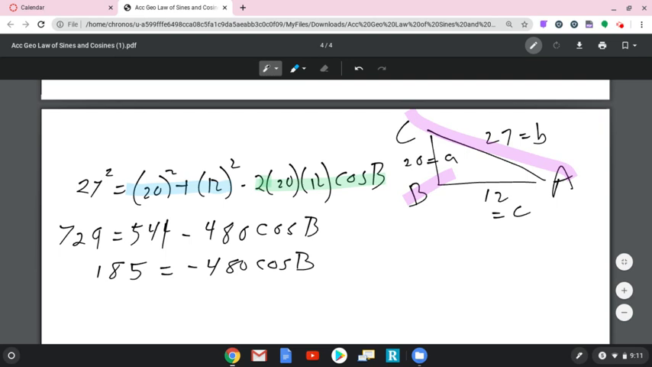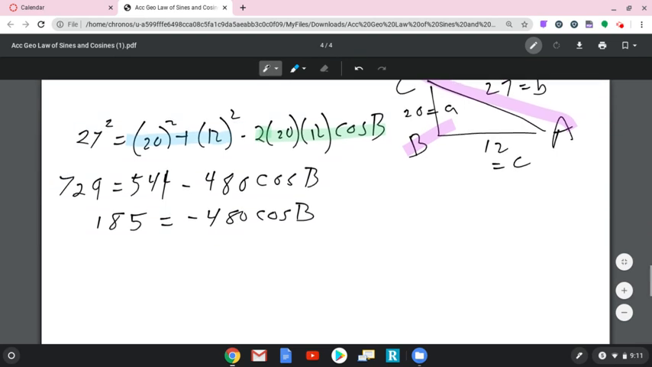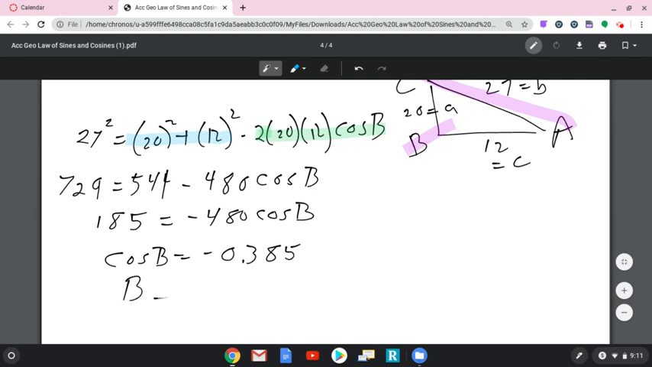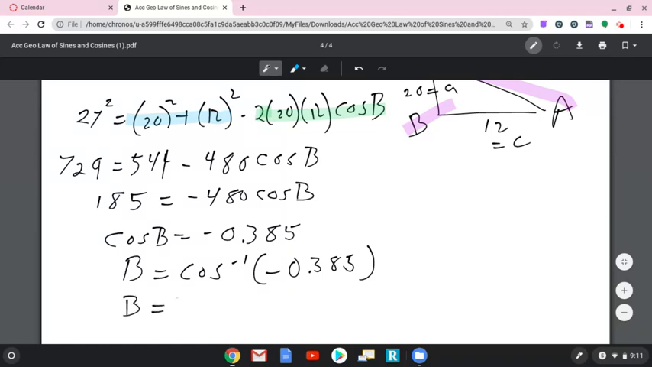Then divide by negative 480, and you're getting cosine of B to be equivalent to negative 0.385. So now how do we find B, guys? We do second cosine, second answer, inverse cosine. When we do inverse cosine, we find the measures of our angles. So if I do that, I'm going to get the measure of angle B to be 112.670 degrees. So now I found one of my unknown angles.